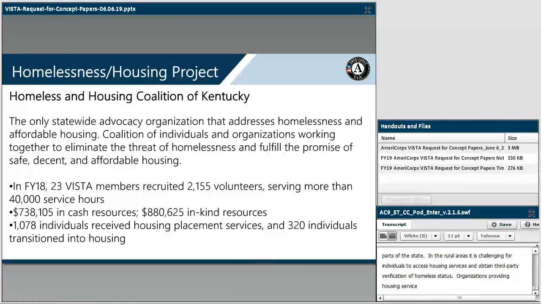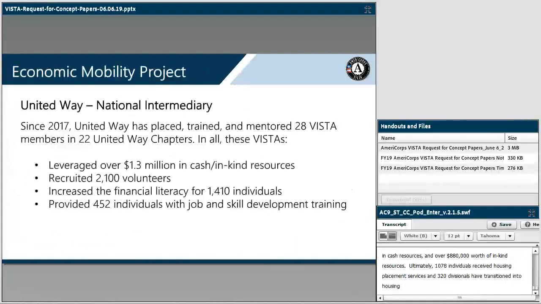In this project, 23 VISTAs recruited 2,155 volunteers who have served over 40,000 hours in the community. As part of this project's resource development efforts, the VISTAs and the VISTA service have raised over $738,000 in cash resources and over $880,000 worth in-kind resources. Ultimately, 1,078 individuals received housing placement services and 320 individuals have transitioned into housing through this partnership. So those are tremendous results.